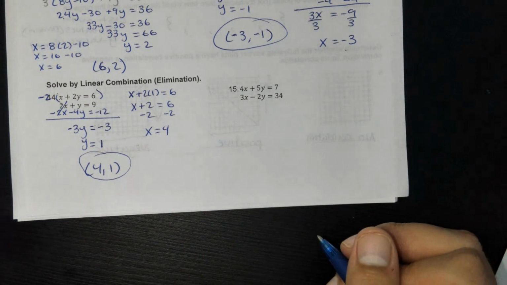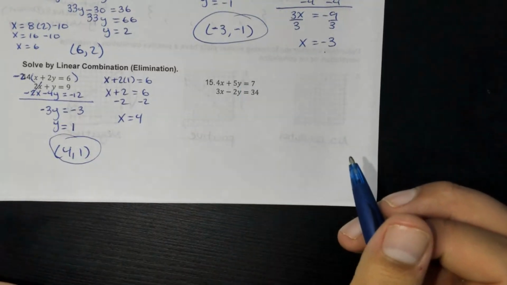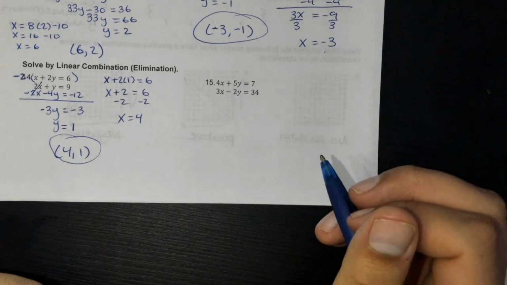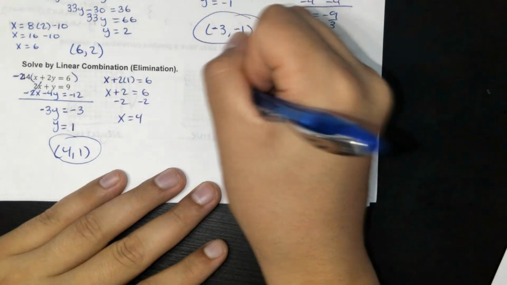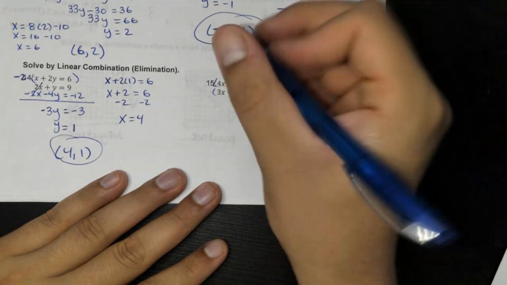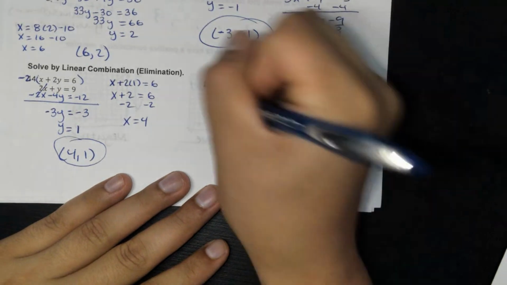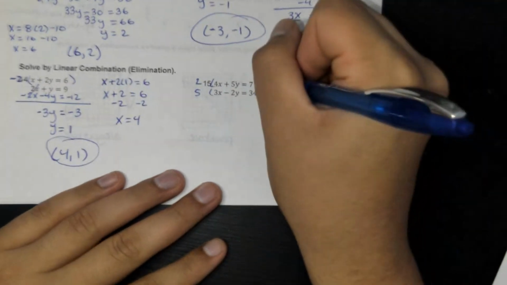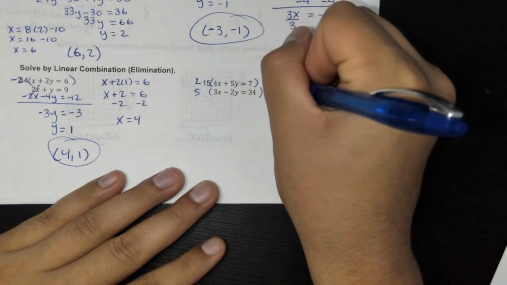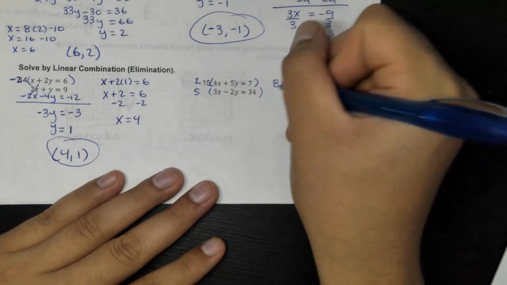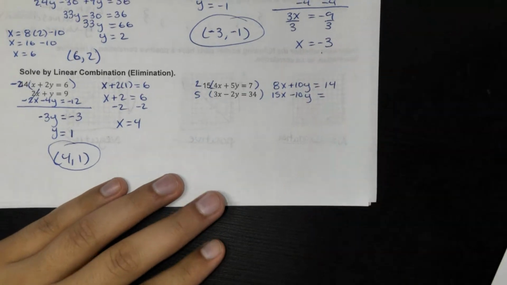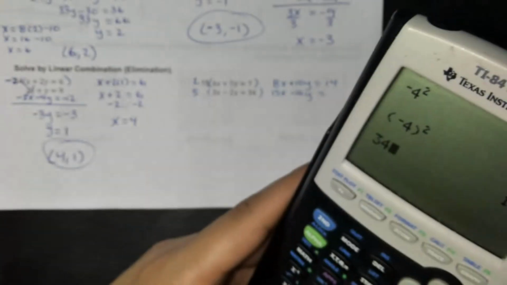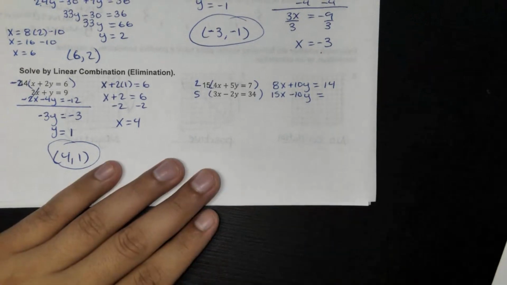Right, now same thing on 15, we have to decide which one we want to get rid of. For this one, we'll get rid of the y's. Here I have a 5y, here I have a negative 2y. So if I want these to be the same with different signs, let's multiply the first row by 2, and multiply the second row by 5. When I multiply the first row by 2, we end up with 8x plus 10y equals 14. Second row is 15x minus 10y equals, let's see, 34 times 5, that's 170.